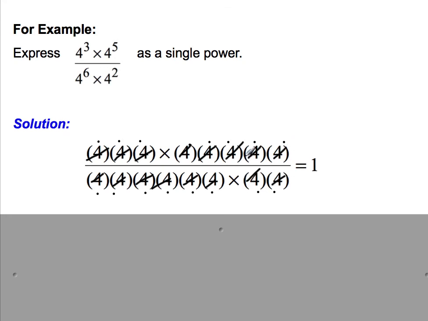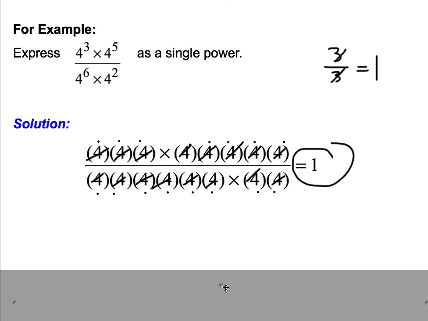So now, remember, we're dividing. When everything cancels, it's equal to 1, not 0. It would be like saying if I have 3 divided by 3, I'm going to get 1, because these two cancel. So don't get confused over that.